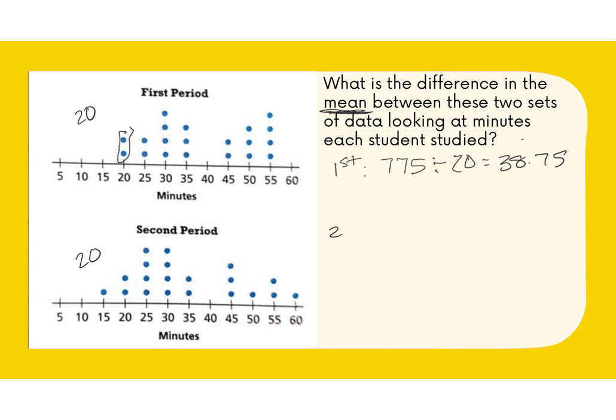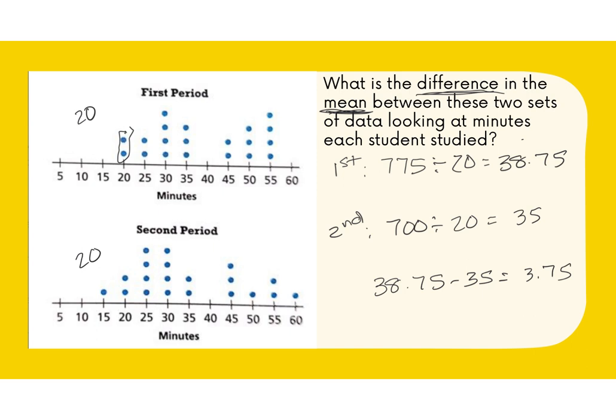For second period, I've got 2 20s, 4 25s, 4 30s, 2 35s, 3 45s, a 50, 2 55s, and a 60, which gave me a total number of minutes of 700. We're going to divide that by our 20 students for a total of 35, so an average of 35 minutes per student. Now, the difference is what we're looking for, so we subtract those 2. 38.75 minus 35. We have a difference in average of 3.75 minutes per period.